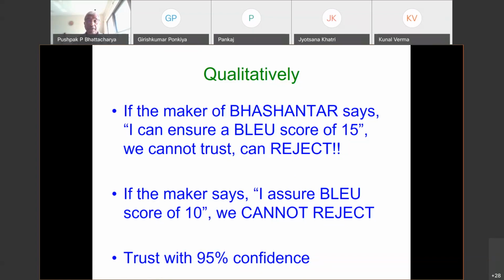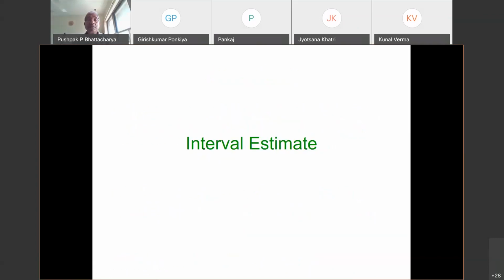So a claim of 15, I am inclined to reject. A claim of 10, blue score, I am inclined to accept. I cannot reject. Now we'll make this a little more formal: reject, accept, and so on. So we come to this very important notion of interval estimate.